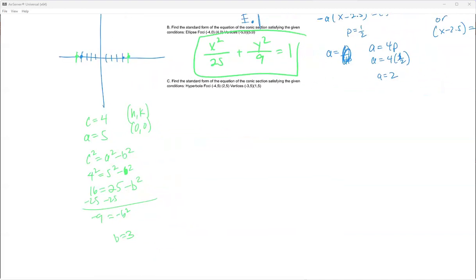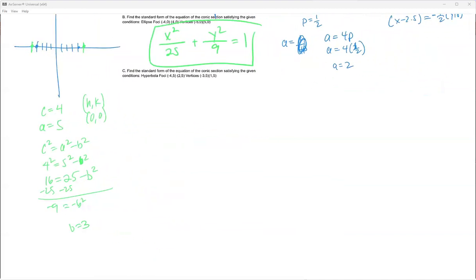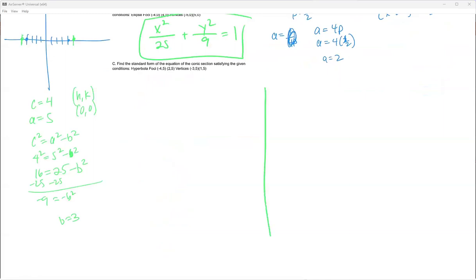Foci, or foci, whatever it's called, are at (-3, 5) and (1, 5). So the center is right here, right? It's in between. Sorry, I graphed the vertices right here, right? These are the vertices. So the center is h and k. So that is negative 1, comma 5, correct?